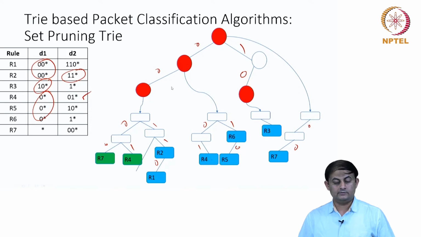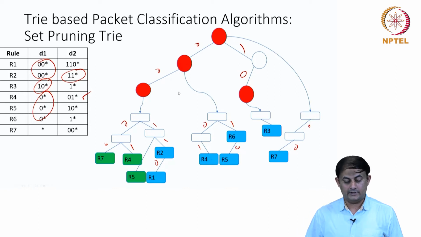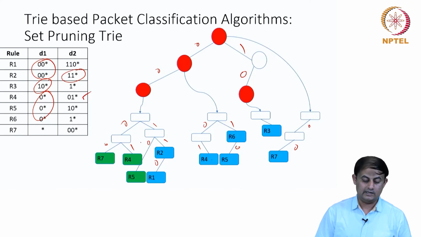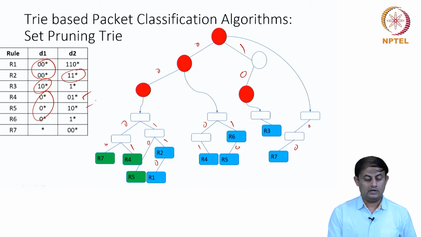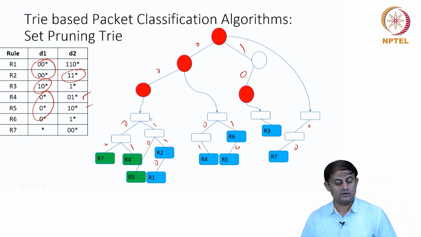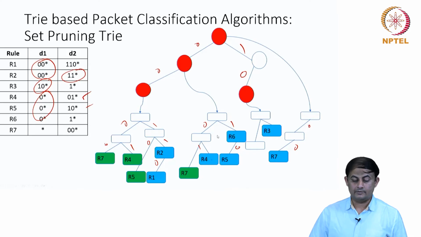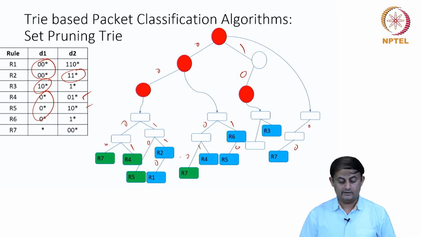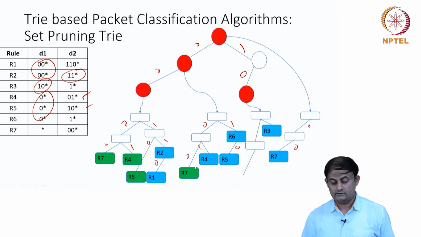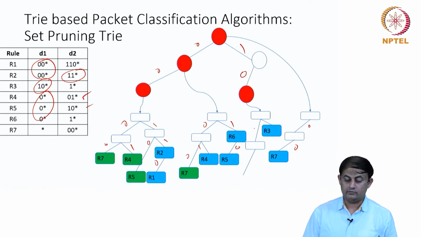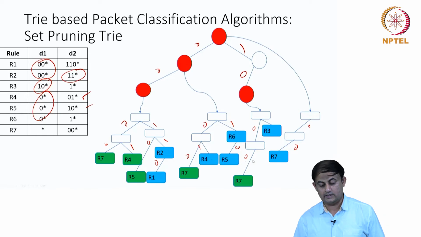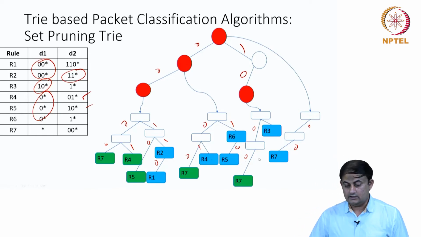And then if you happen to read 00 followed by 10 star, that is the rule R5, because again 0 star is a superset of the 00 star, so that's why we are replicating here. And then if you happen to read 0 star followed by a 00 star, that is R7. And if you happen to read 10 star in the first dimension and 100 star in the second dimension, that is R7. And that's the set of the rules.